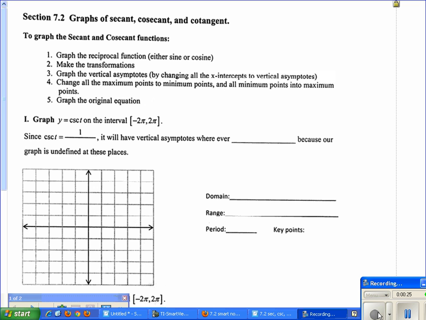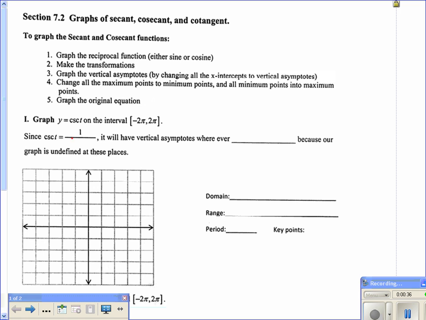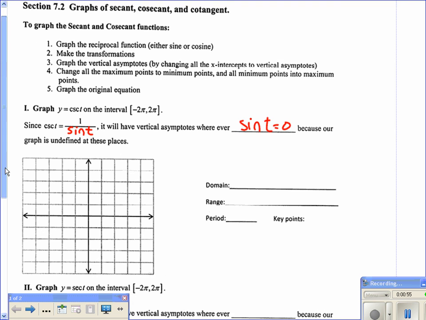So for the first one, we're graphing the cosecant on the interval from negative pi over 2 to pi over 2. Since cosecant is the reciprocal function of sine, it's really equal to 1 over the sine of t. That means we're going to have vertical asymptotes wherever the sine of t is equal to 0, because our graph is undefined at these places, because remember, we cannot divide by 0. Now let's go ahead and start the graph.